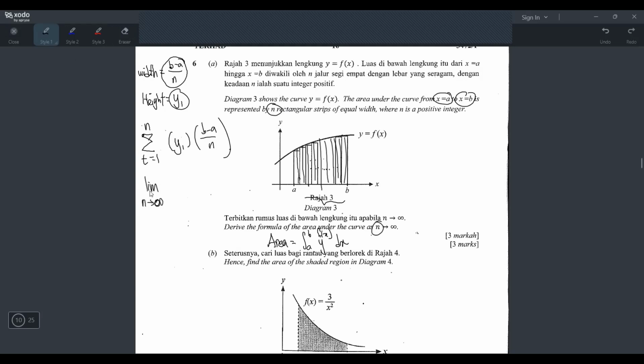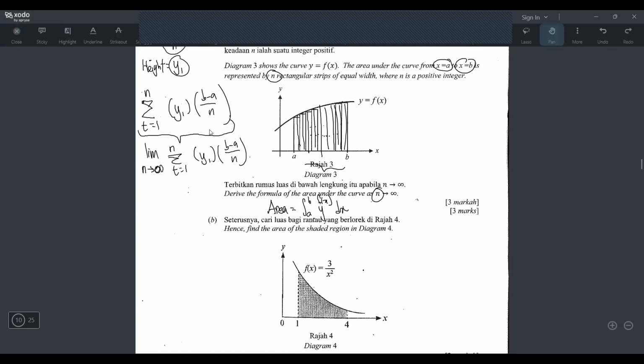So with the limit approaching infinity, I still have to write all this, right? And then t equals 1, everything here I still have to write. And then y1 multiplied with b minus a over n. I still have to do all this. Okay, so this is my new equation. So now how to continue?